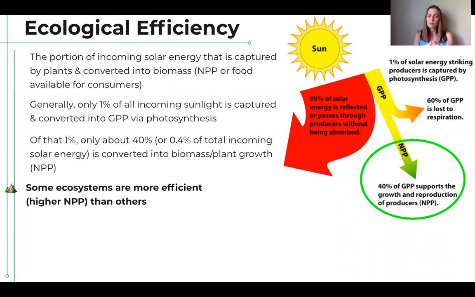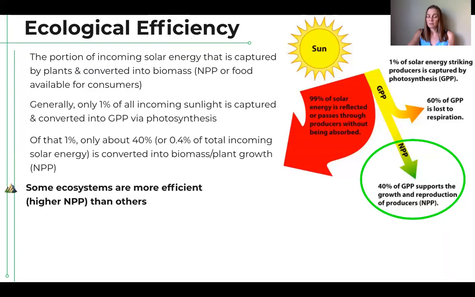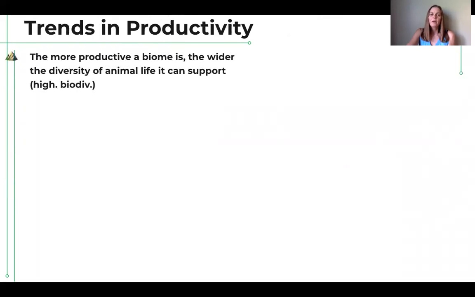Some ecosystems are more efficient than others. They're going to have a higher net primary productivity. And that really just has to do with the individual plants that exist there. So let's talk about why some ecosystems are more efficient or have a higher net primary productivity than others. The more productive a biome is, the wider the diversity of the animal life it can support. We talked about that at the beginning.